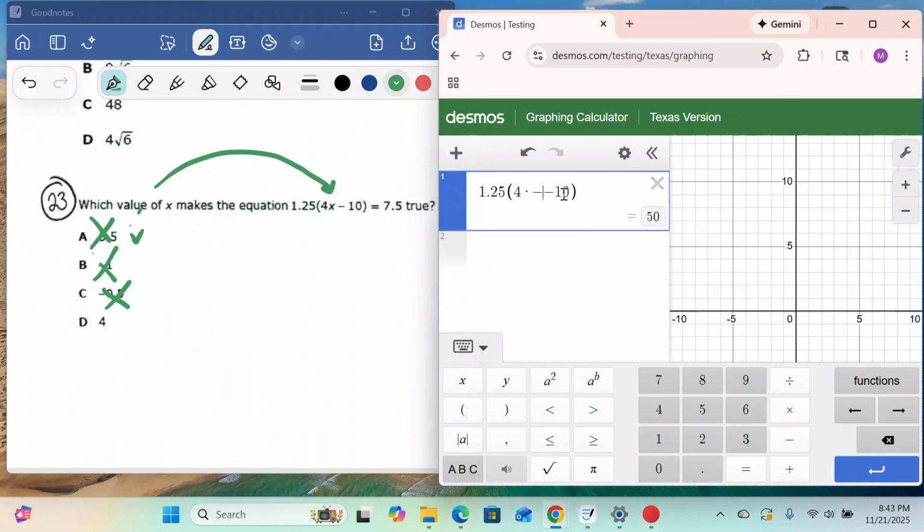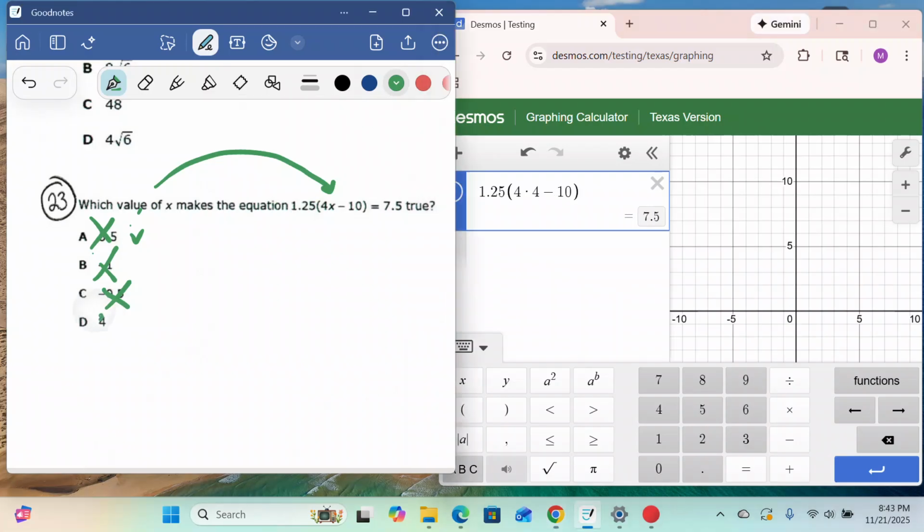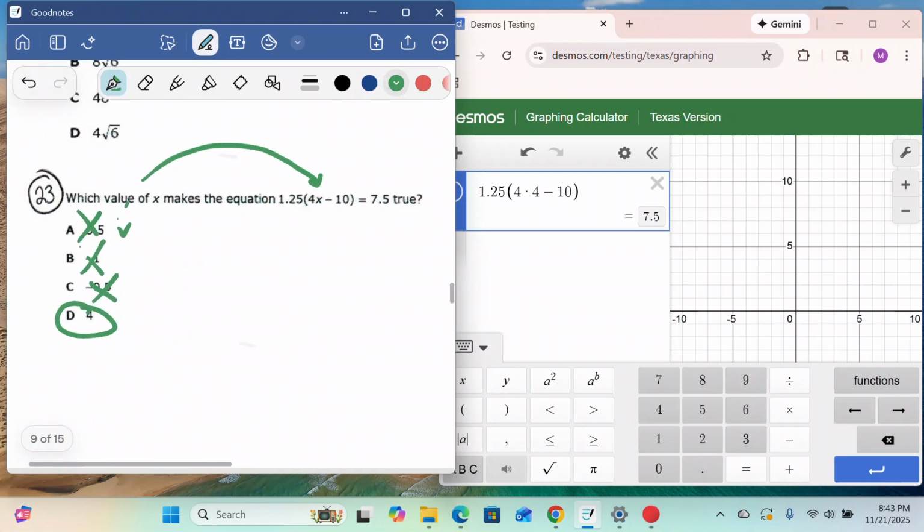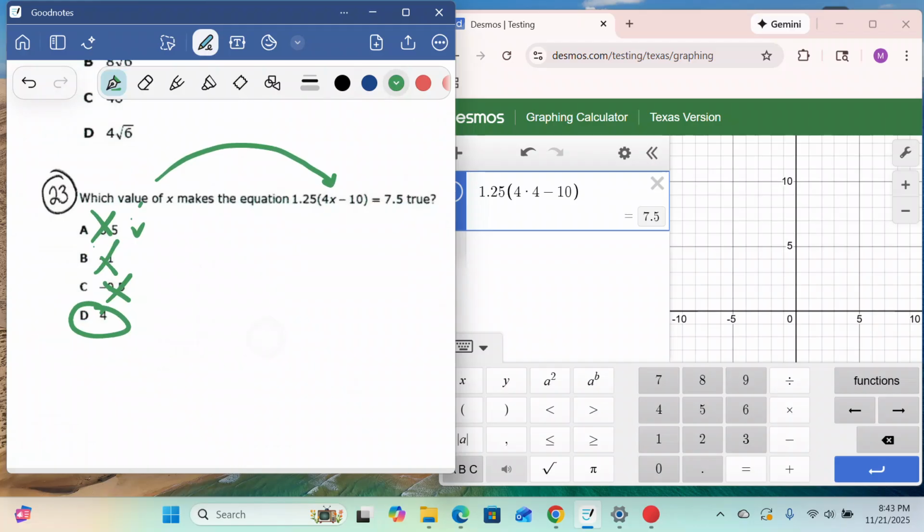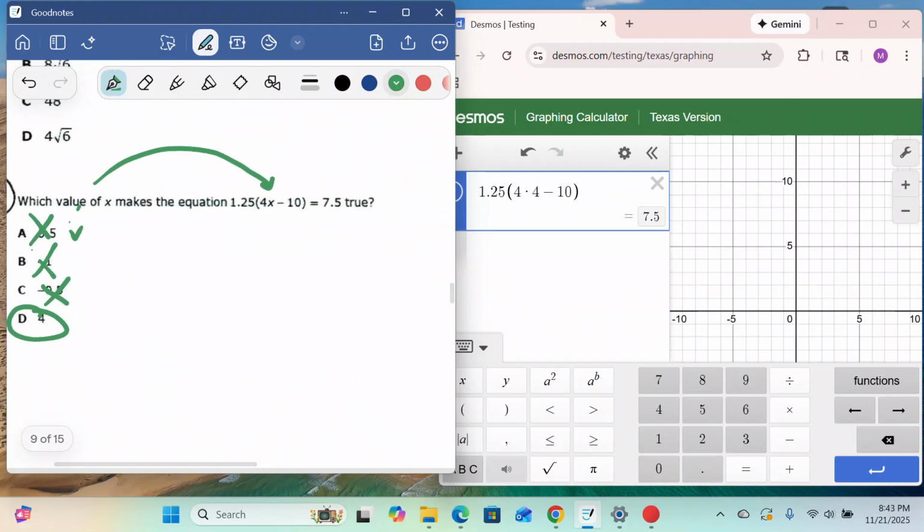Instead of -1.5, I'm going to take away and put it as 4. Then I get 7.5, so the answer choice is D. So that is the answer choice to that problem just by doing a guess and check. Now, if you know how to do distributive property, I'm going to rewrite the equation for you.